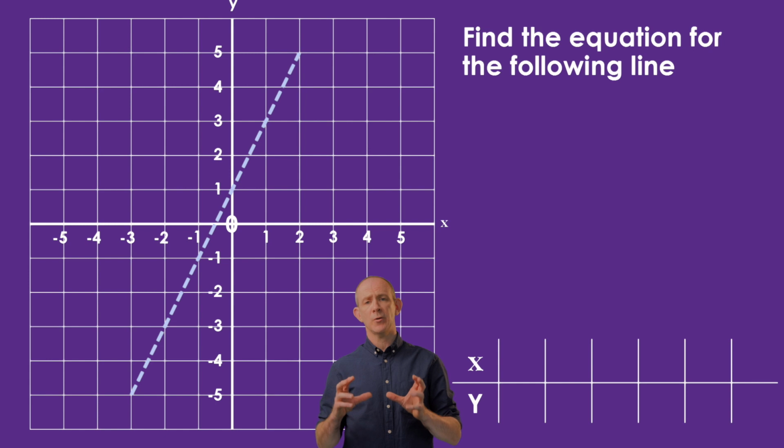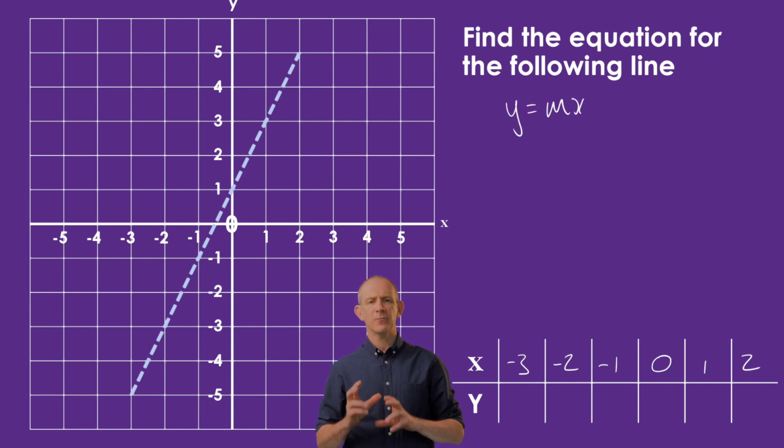So here, we know it comes in the form of y equals mx plus c. We need to calculate what our m is, our gradient of the line. The way we can find that is by drawing this triangle on here.